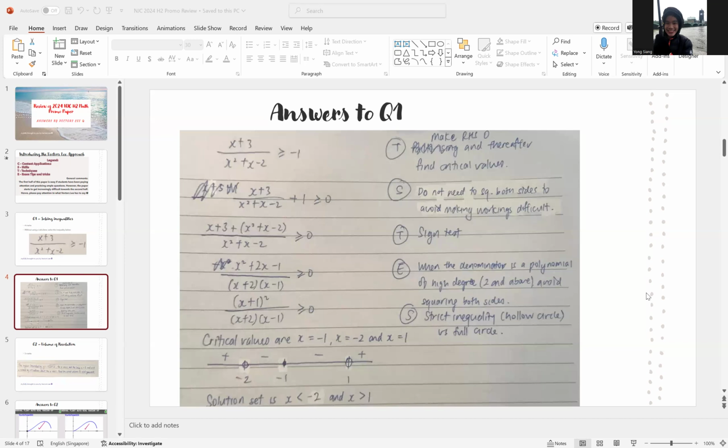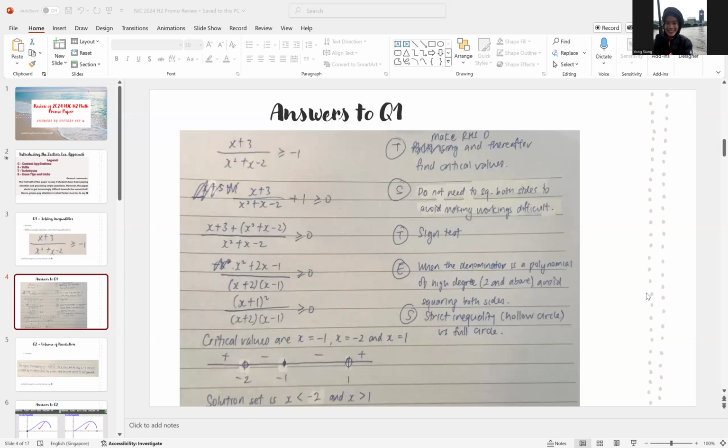So because of the plus 1, what I'm going to do to make it a single fraction is use the concept known as the lowest common denominator. I'm going to multiply by the denominator here so that I can combine everything into a single fraction with a common denominator. So I multiplied 1 by x squared plus x minus 2.